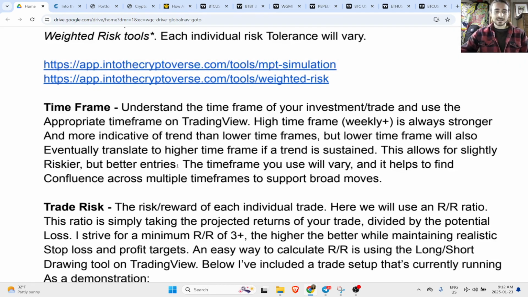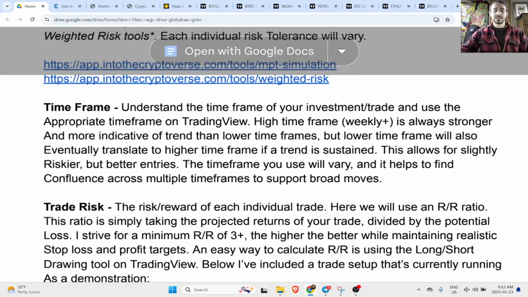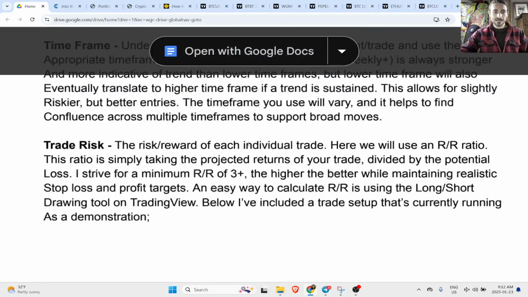That being said, if you wait for confirmation on the weekly time frame, it's always going to be a little bit less risk. But again, you're going to have a slightly higher entry. It's not the end of the world, because generally the price targets that we are targeting are much higher. So a few percentage difference in your entry isn't going to make a whole world of difference in the long run. Just keeping that in mind.